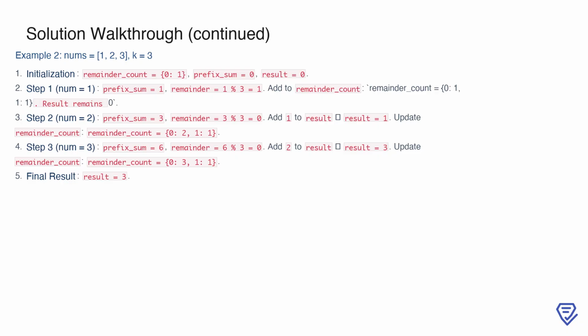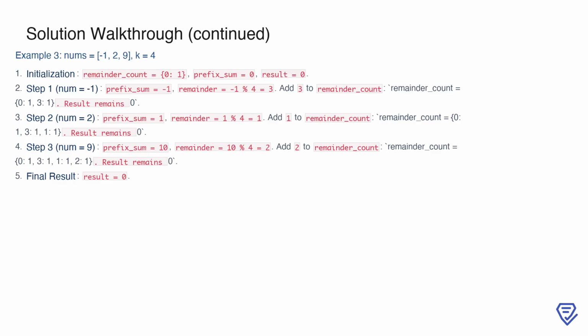Finally, let's consider the example where nums equals [-1, 2, 9], and k equals 4. As before, we initialize remainder_count as {0: 1}, prefix_sum as 0, and result as 0. For the first number, -1, adding it to prefix_sum results in -1. The remainder of -1 % 4 is 3 because in modular arithmetic, we adjust negative remainders to be positive. Since 3 is new, we add it to the hash map, updating remainder_count to {0: 1, 3: 1}.